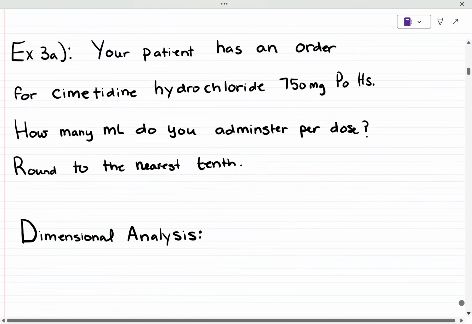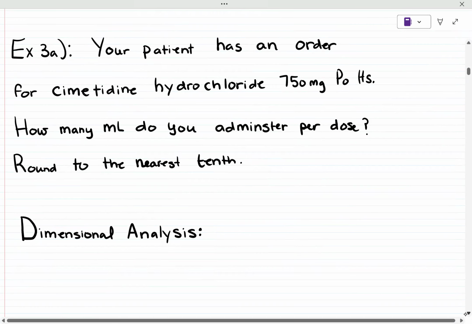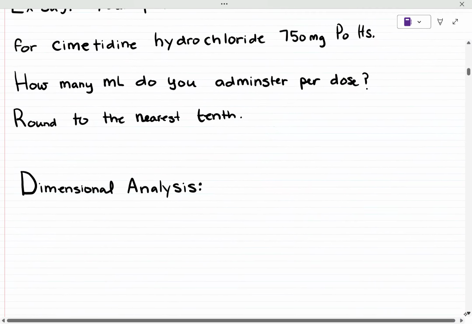Question 3A, your patient has an order for cimetidine hydrochloride of 750 milligrams PO. How many milliliters do you administer per dose? Round to the nearest 10. Our final unit should be in milliliters. Round to the nearest 10. So let's start with dimensional analysis.